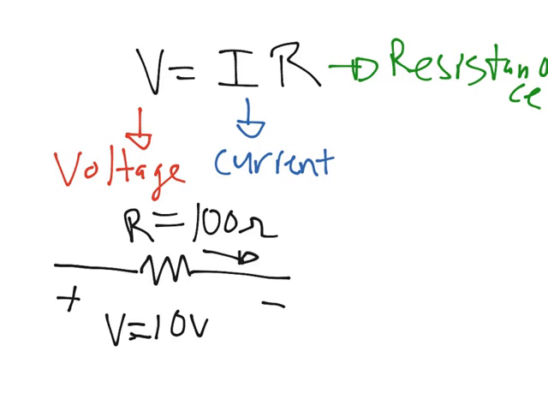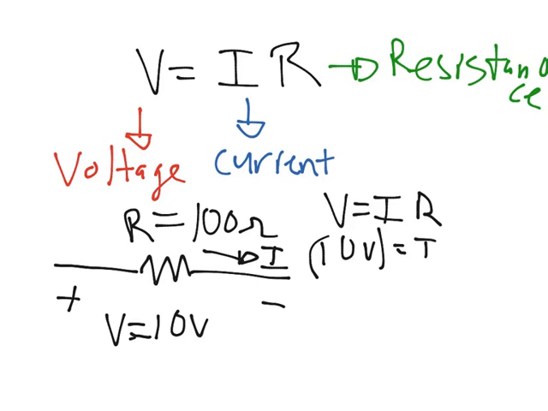Now, you may be asked, what is the current I? So we have V equals IR, where V is 10 volts. We're looking for I, and R is 100 ohms. So I is equal to 1/10 of an amp.